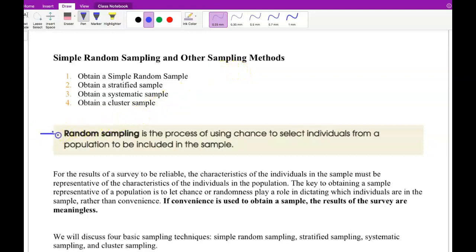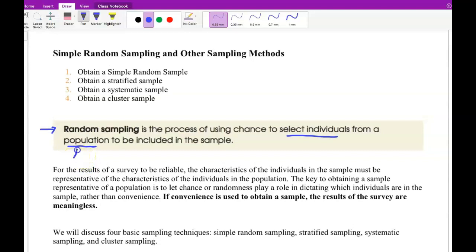The first part is random sampling. Here is the definition: the process of using chance to select individuals from a population. We're going to use N for the number of individuals to be included in the sample.